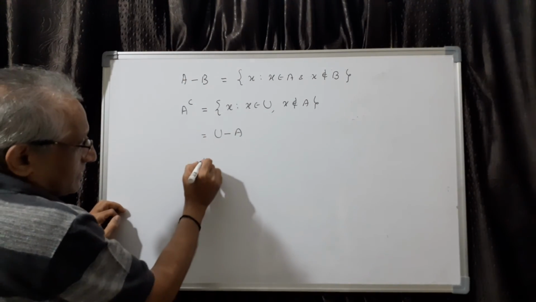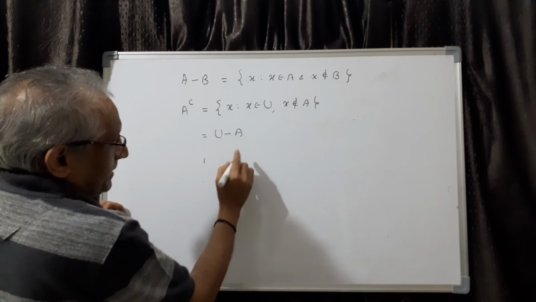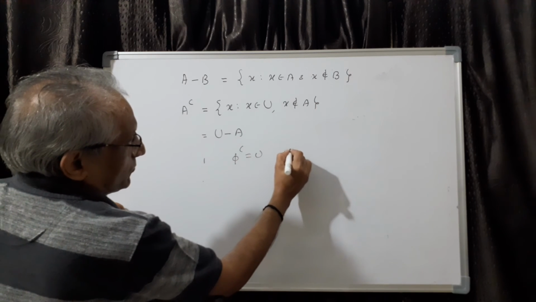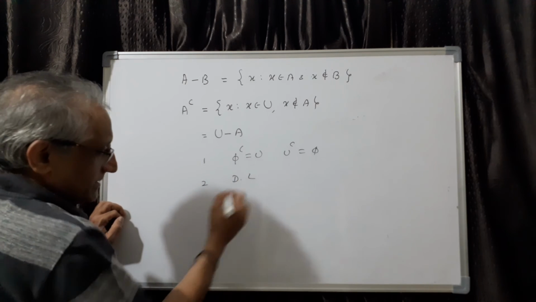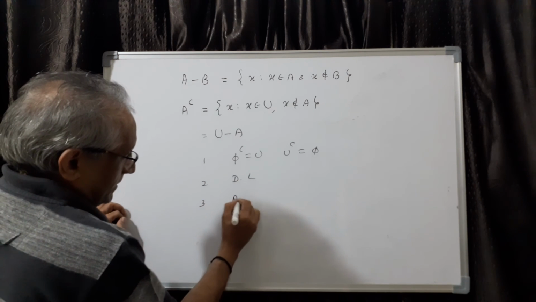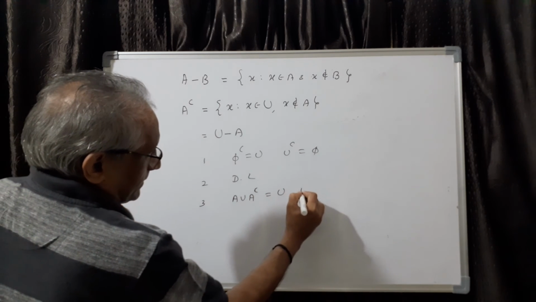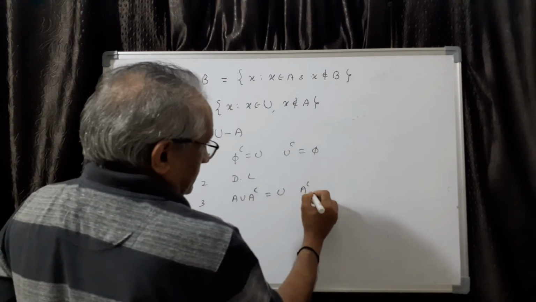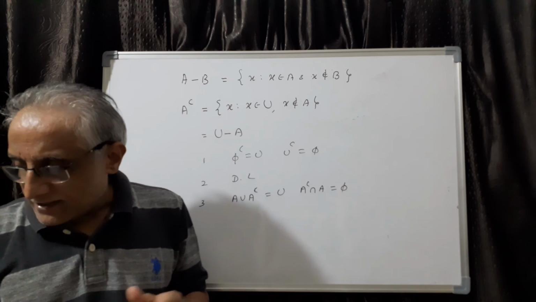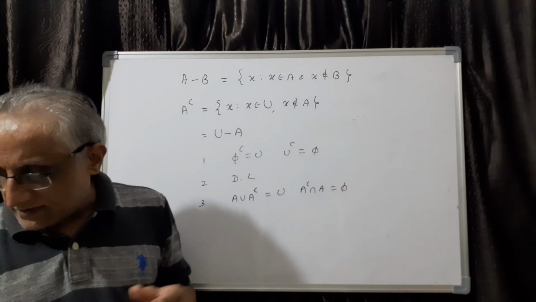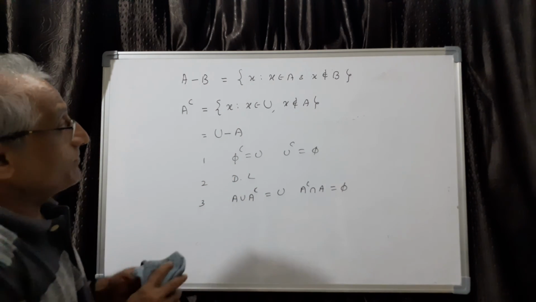And for this one, of course, 4 laws you have to remember. So first one, for example, phi complement is U and U complement is phi. Second one is De Morgan's law, I have already stated. Third one is A union A complement equal to U, and A complement intersection A equal to phi, etc. All these laws you should remember. So these are the rules you have to remember for complement.